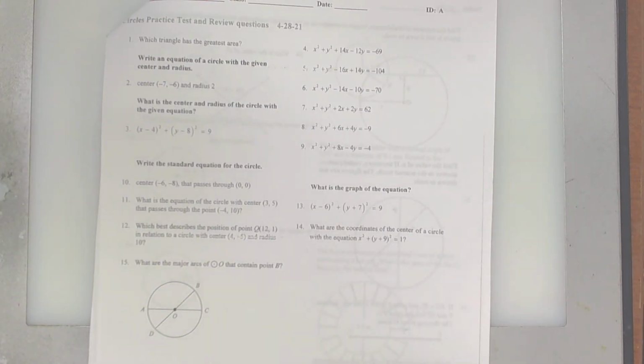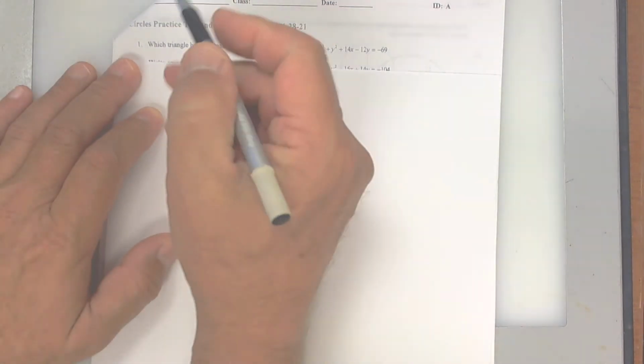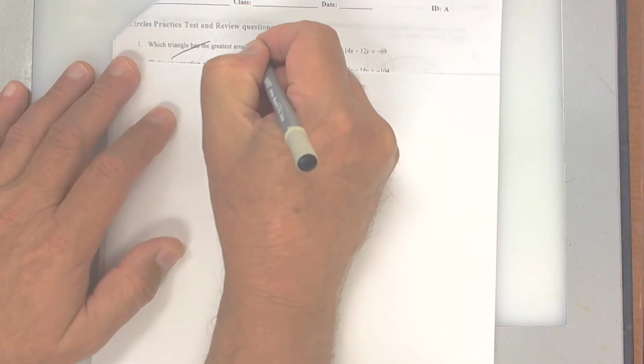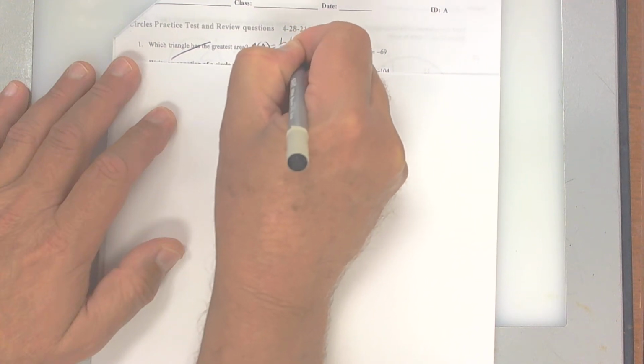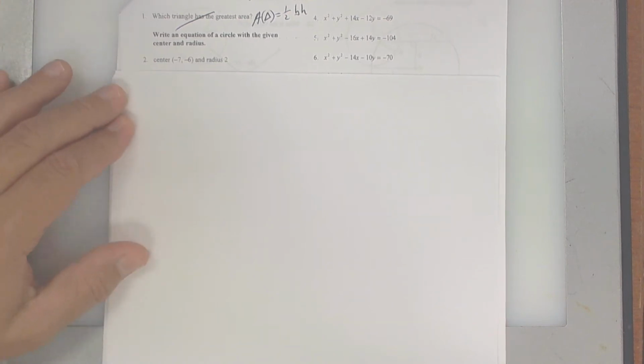Let's take a look at the practice test, okay? I'm going to have you work on it today, but tomorrow we'll go over it. And I'm going to start here. Number 1, you can skip. It says, which triangle has the greatest area? Well, guess what? There are no triangles. But you can write down: area of a triangle is 1/2 the base times the height. Write that down.